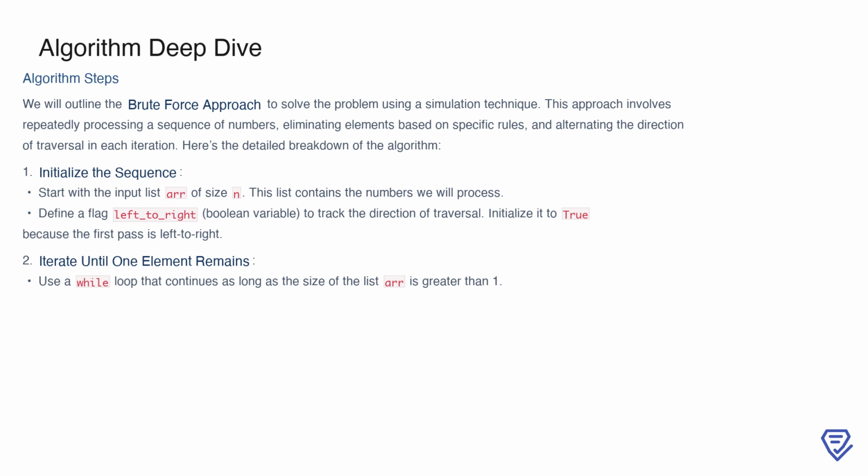The sequence is iteratively processed using a while loop, which continues until only one element remains in the list. This setup lays the groundwork for simulating the rules of elimination specified in the problem, ensuring that every step adheres to the alternating traversal directions and elimination patterns required by the problem statement.